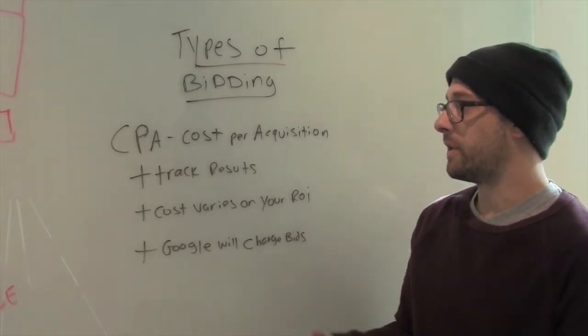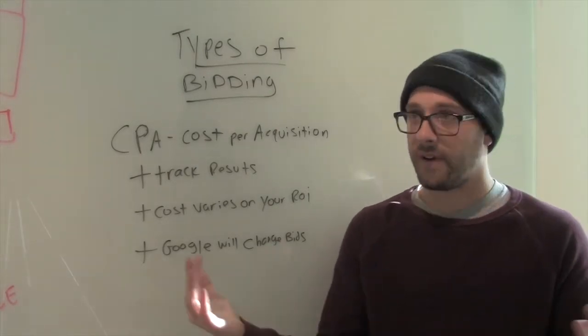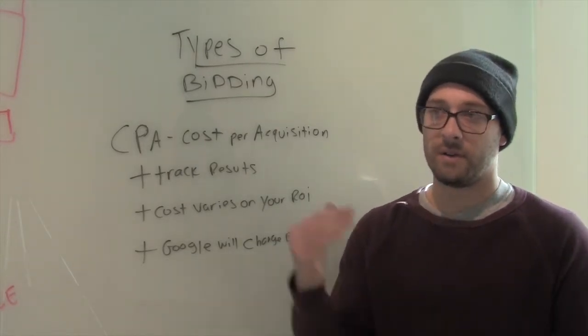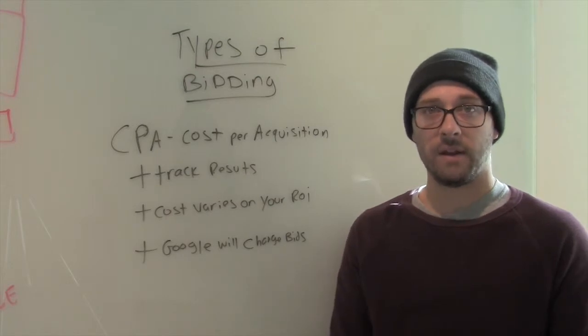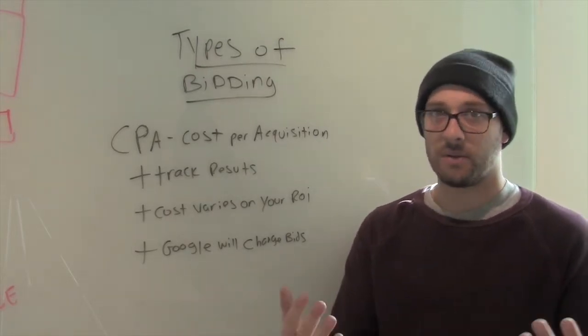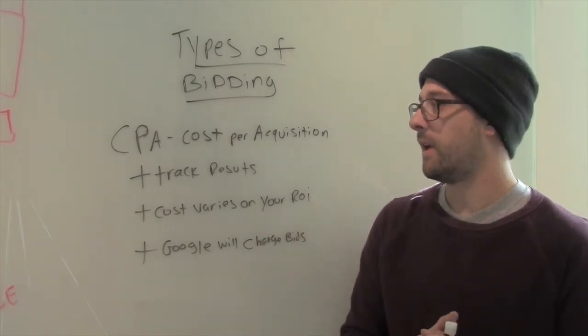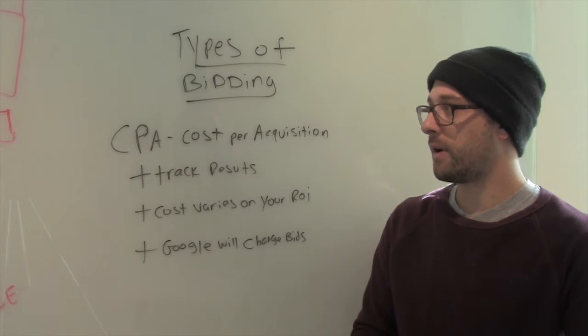It's great if you want people signed up for an email list. You can set your cost per acquisition at $5, and the bids will be adjusted automatically within those parameters. If you're selling an object like a KitchenAid mixer, you can set it at $200, and the bids will be adjusted accordingly. It's pretty smart.